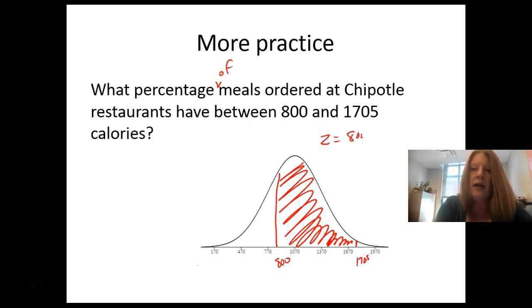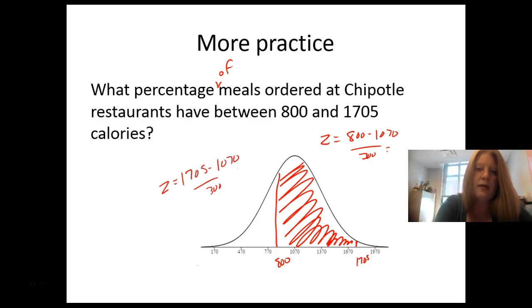So 800 minus 1070 over 300. And then let me go over here where I have a little bit more room. So z equals 1705 minus 1070 over 300. So in this case, I'm going to get, here I get negative 0.9. Over here, I get a z value of 2.3.